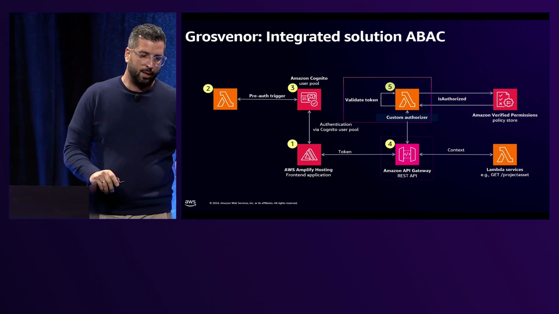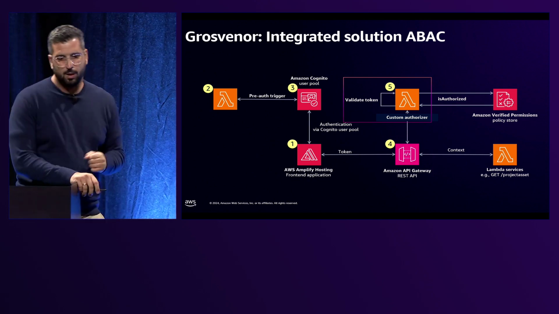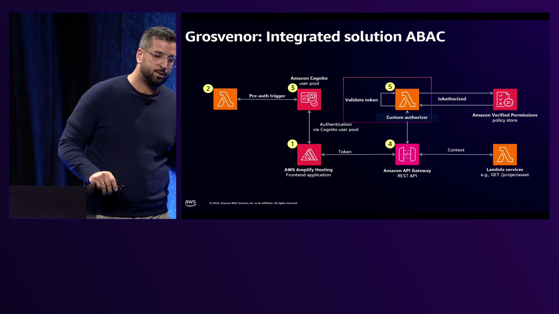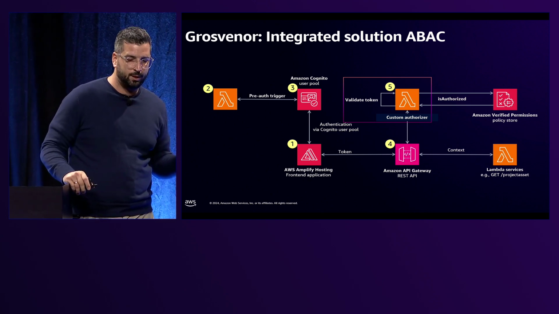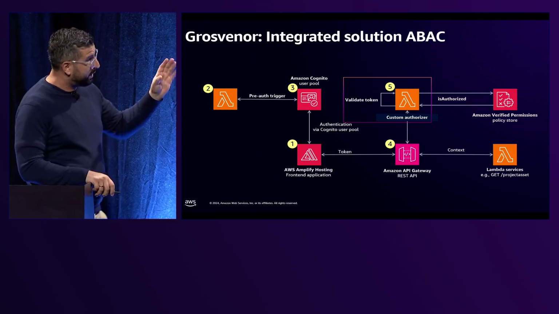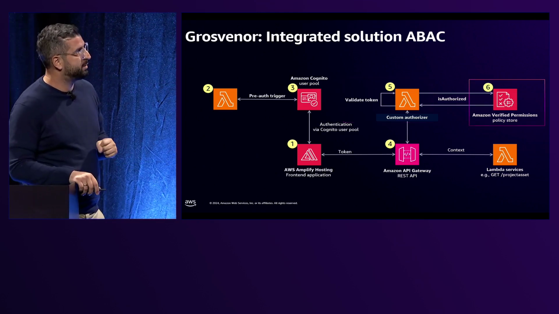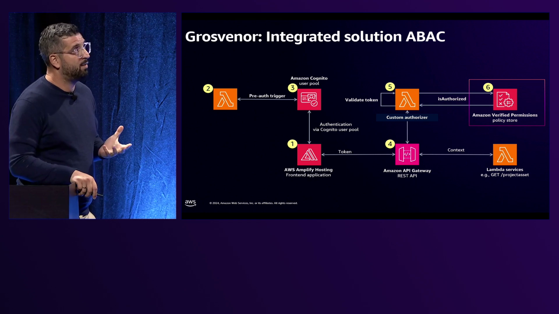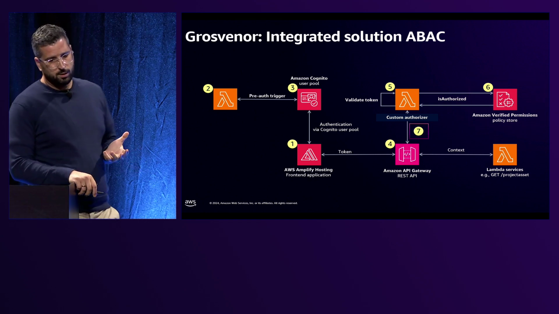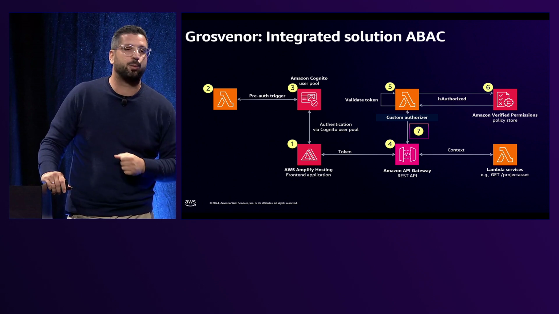The API gateway then forwards the tokens into a custom authorizer. The custom authorizer validates the tokens and then decodes the JWTs to retrieve all the custom attributes. The custom attributes then are used as keys in verified permissions to look out for any policies that match the request. And then if AVP responds with an allow response, the API gateway is prompted to forward the request to the appropriate Lambda service.